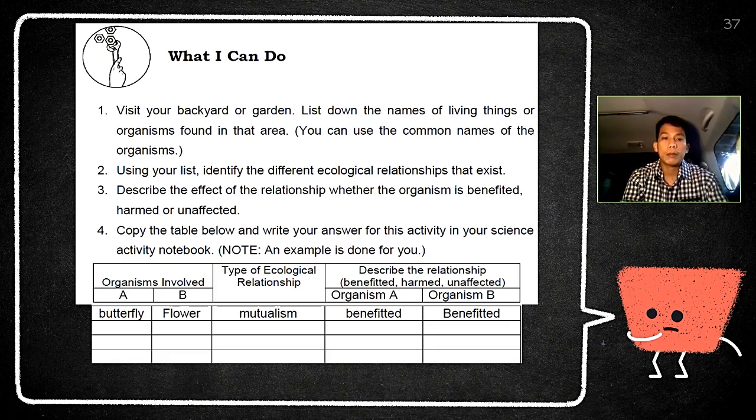Copy the table below and write your answers for this activity in your science activity notebook or in your answer sheet. So we have here an example, butterfly and flower. The type of ecological relationship is mutualism. For organism A, or the butterfly, it is benefited. For organism B, which is your flower, it is also benefited. So the type of ecological relationship that both are showing is mutualism.